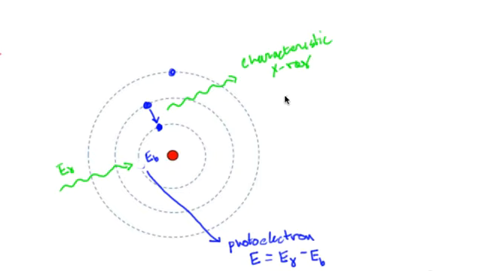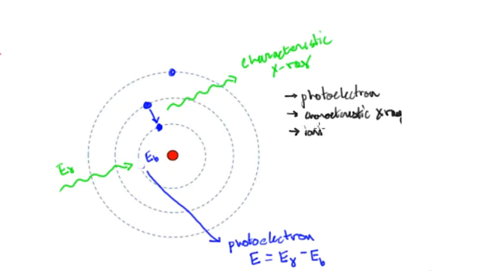So I'm going to list the things that come out. So in this photoelectric effect, number one, the photoelectron. Number two would be the characteristic X-ray. And then number three is the fact that you have an ionized atom left over after the end of this whole thing.